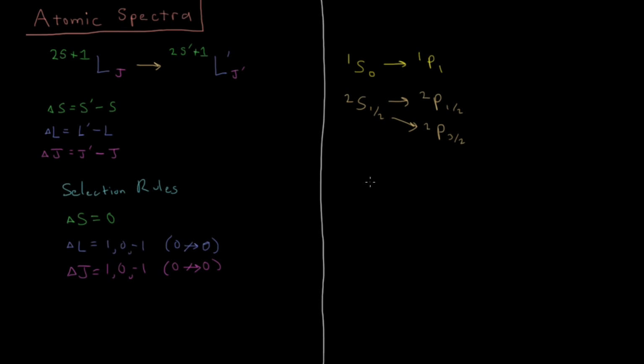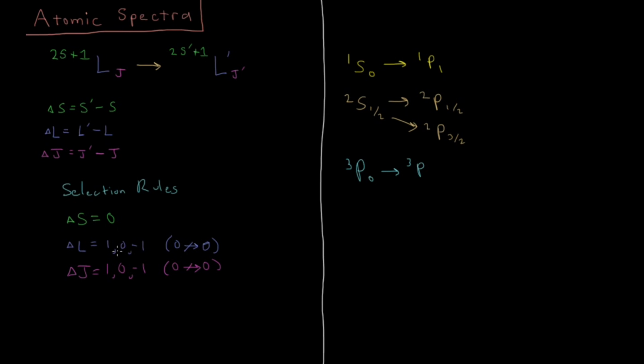Okay, moving on now to bigger and better things. Let's look at what happens if we have a triplet P0. If we have a triplet P0, we have to transition to a state which is a triplet, so delta S has to stay 0. Delta L can be 0, so let's say it's a P state.